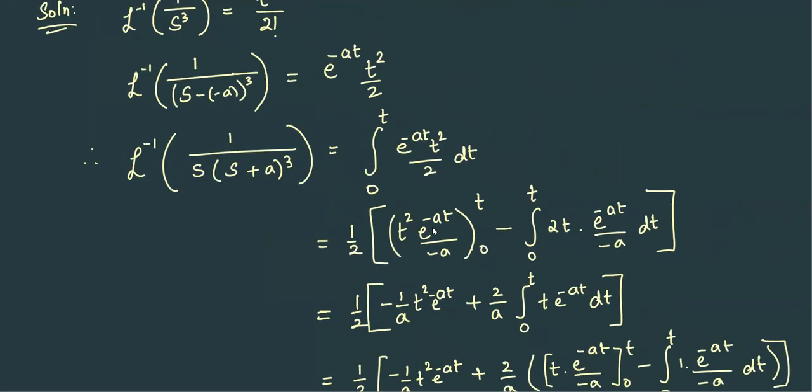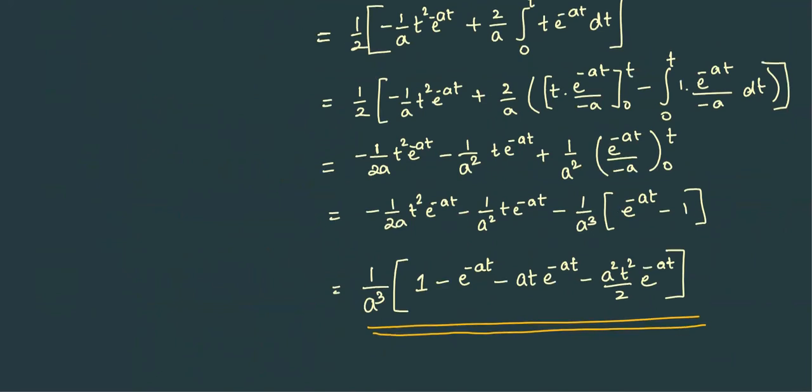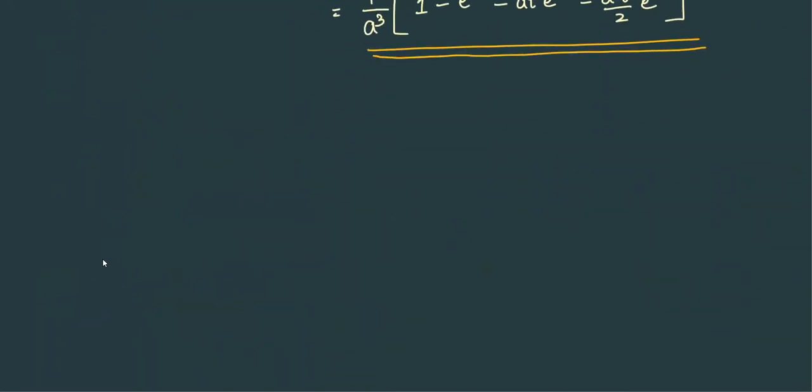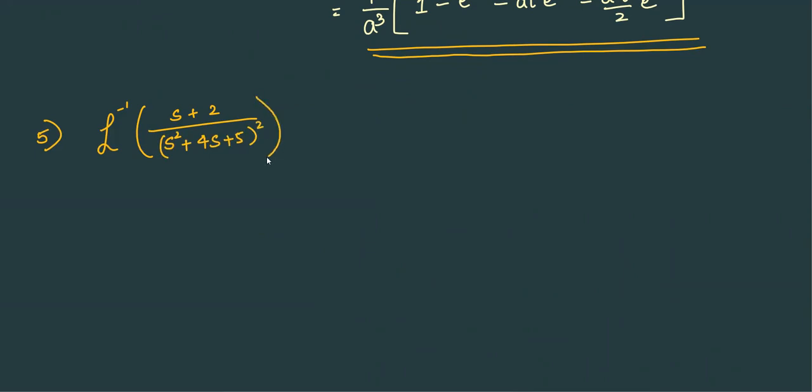Next question. We'll do a little more involved. So find the Laplace inverse of s plus 2 upon s square plus 4s plus 5 the whole square.